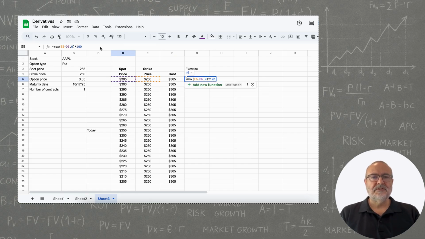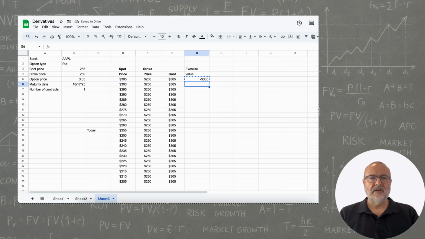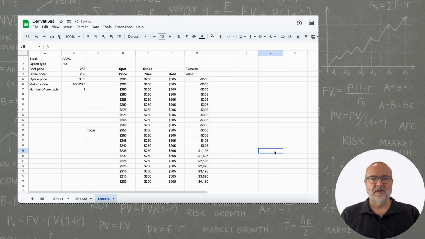However, since this is an option contract, we are not obligated to exercise the option we own. So, if the exercise value is negative, we wouldn't exercise. Thus, the exercise value becomes the maximum of the exercise value or zero. Since each option contract has 100 shares, we multiply the exercise value by 100.